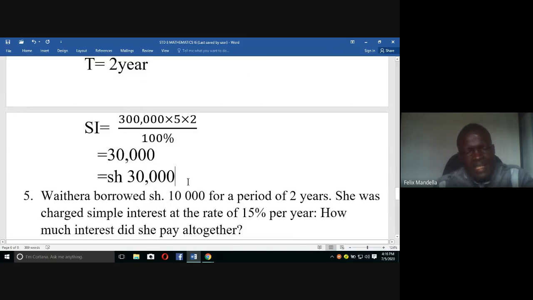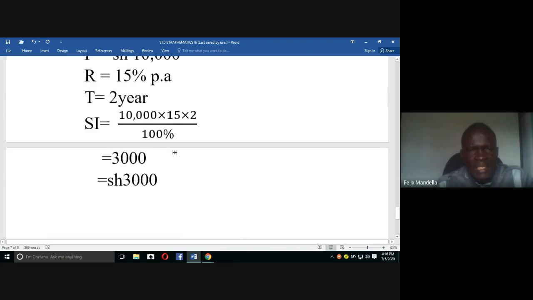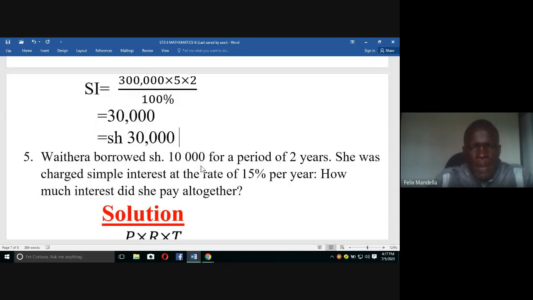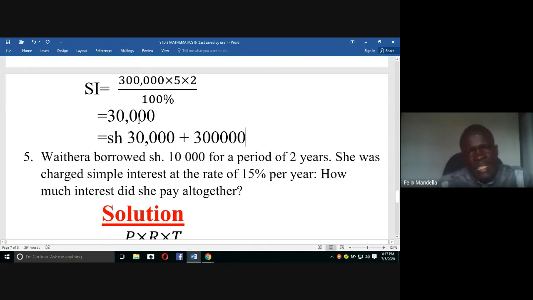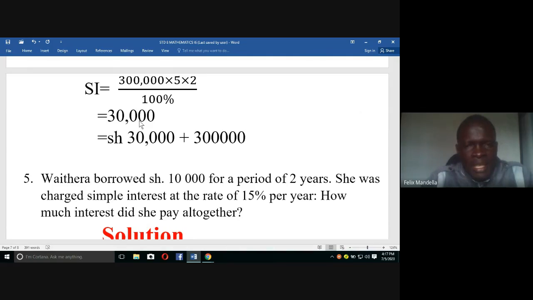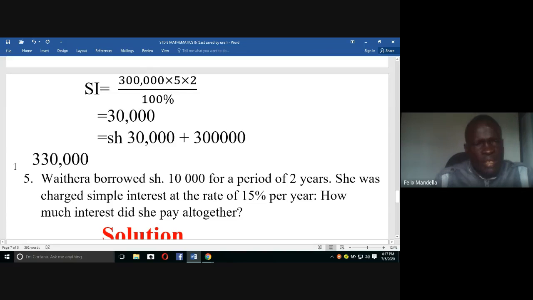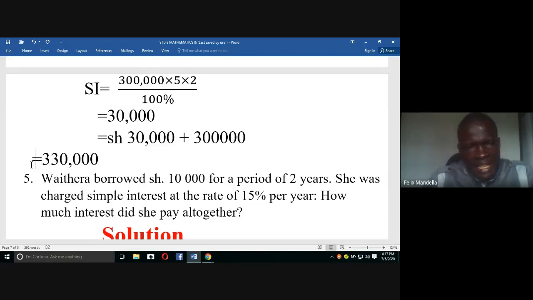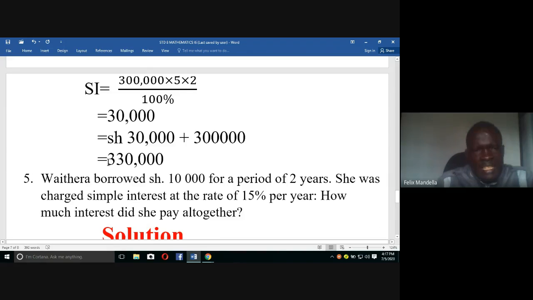So we are going to have interest. If you want to get the total amount, we shall have interest plus the deposit, the deposited amount, the principal, which was 300,000. Add 30,000 plus 300,000. This one will give us 330,000. So this person had accumulated 330,000 shillings in the bank account.